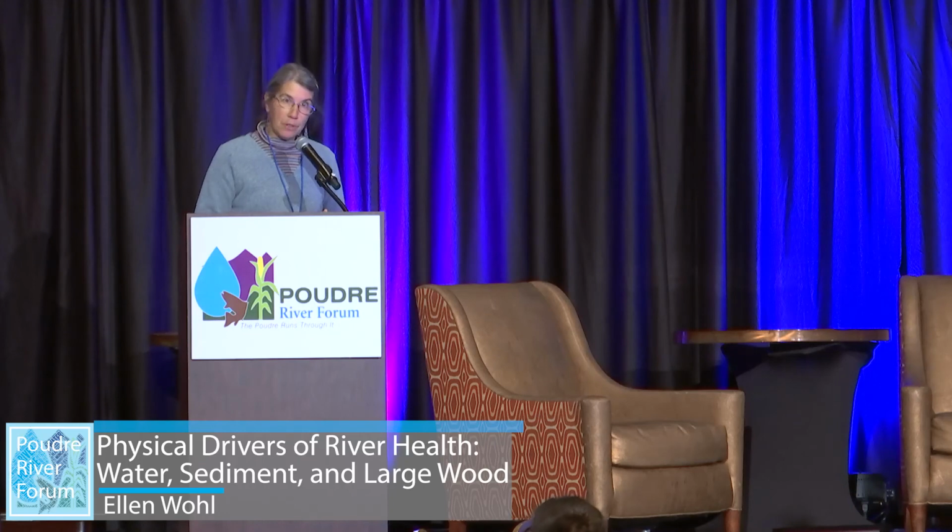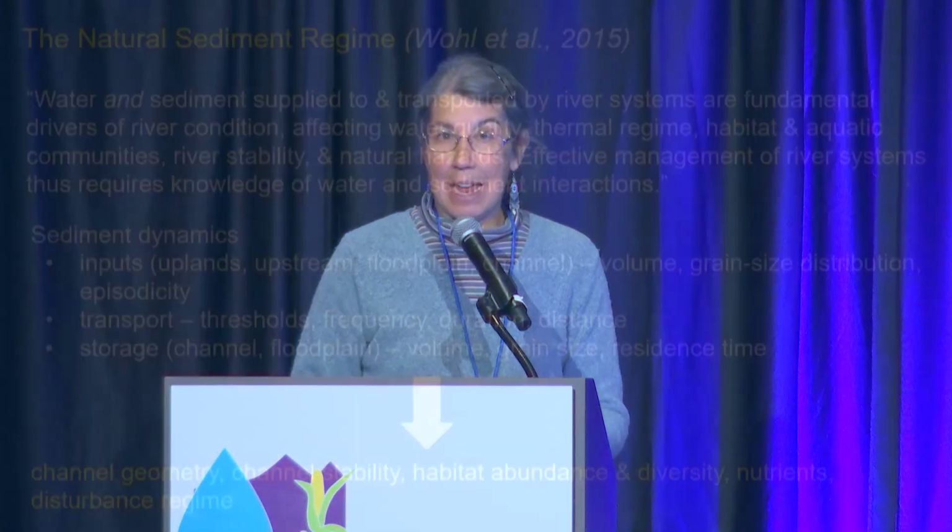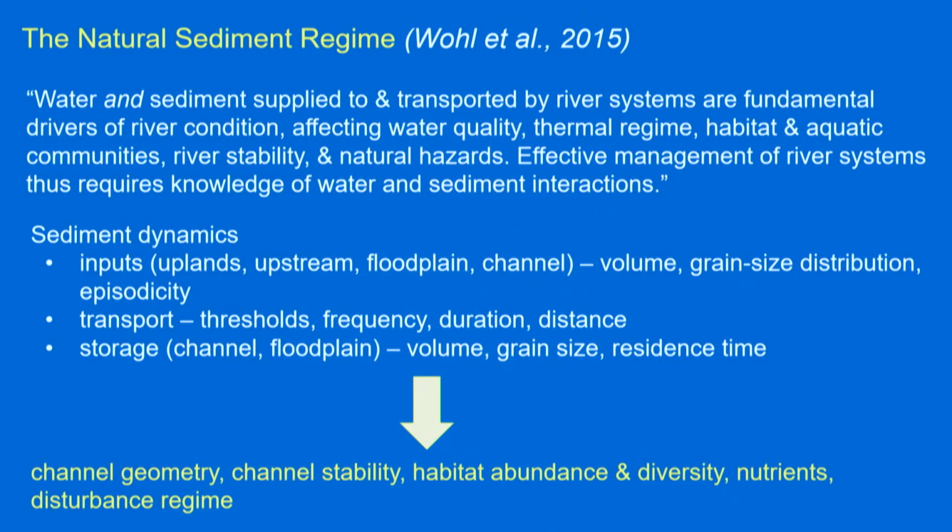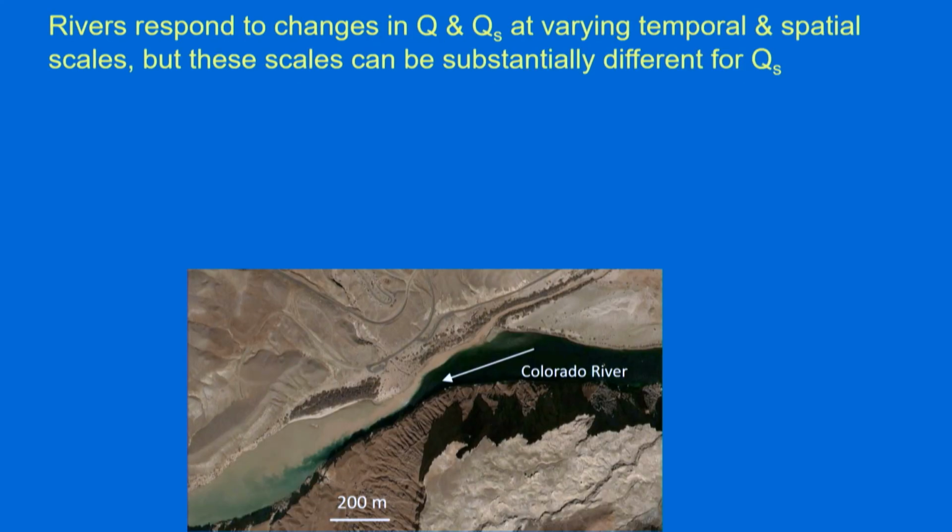And all of those aspects of the sediment regime influence things like channel geometry, the stability, the basic habitat available for organisms, nutrients in the sense that fine sediment in particular can have nutrients adsorbed to silt and clay, and the disturbance regime associated with sediment mobility. Now, the tricky part of all this is that rivers do respond to both water and sediment discharge, but the two are not necessarily directly coupled. In many cases, they're not.